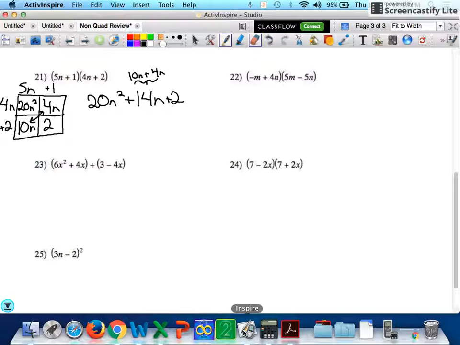Number 22 is a very tricky problem, but it's a very good problem. A lot of people look at it and they get very confused and they overthink it, but it's a very doable problem. Just because it has two variables doesn't mean it's scary. That's like having an X and a Y.